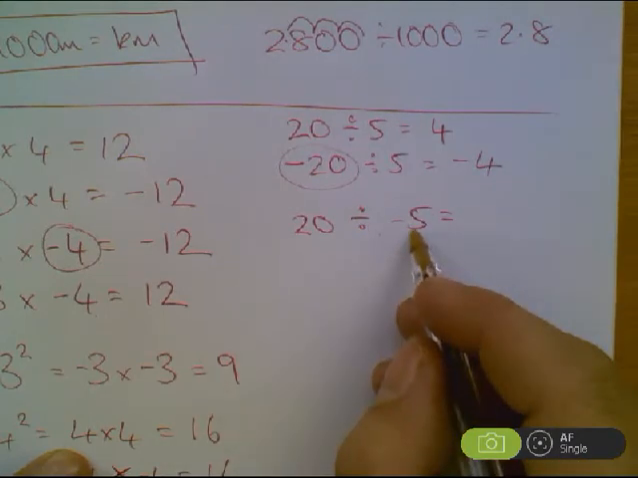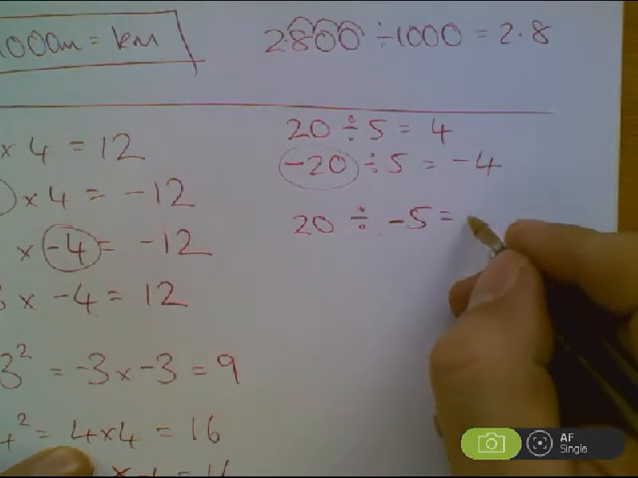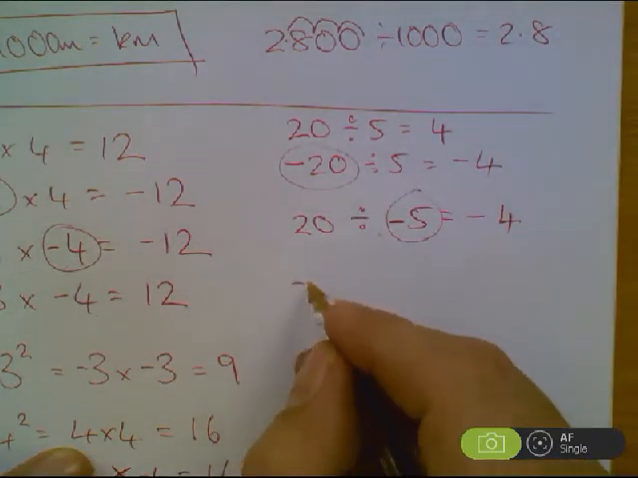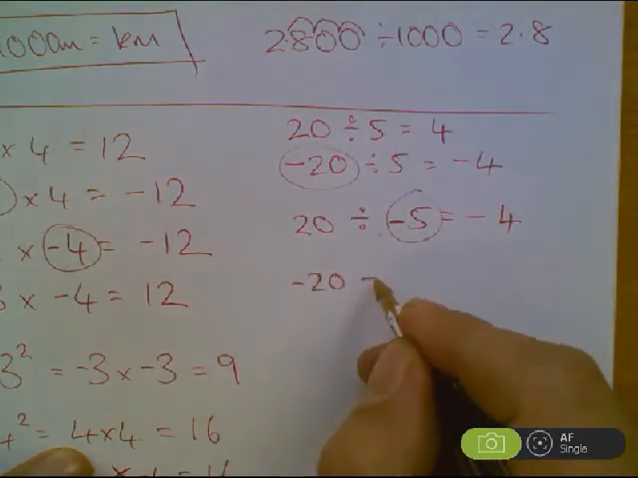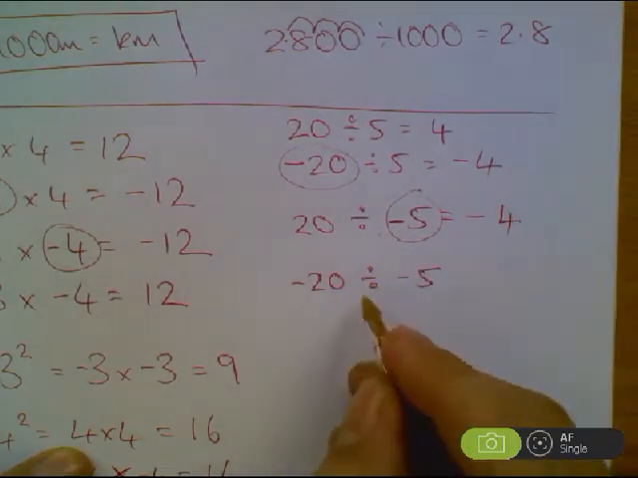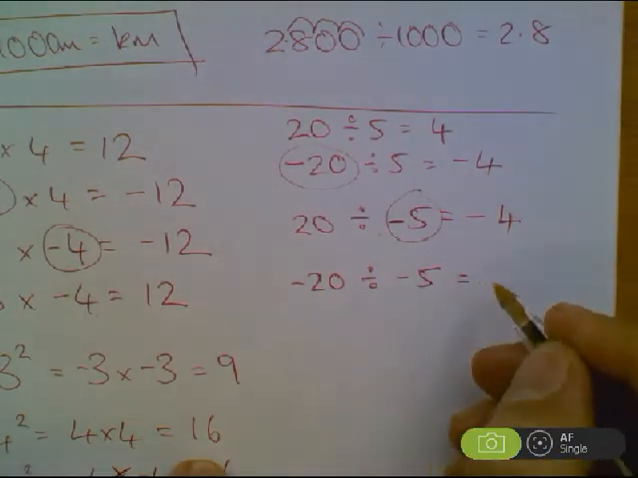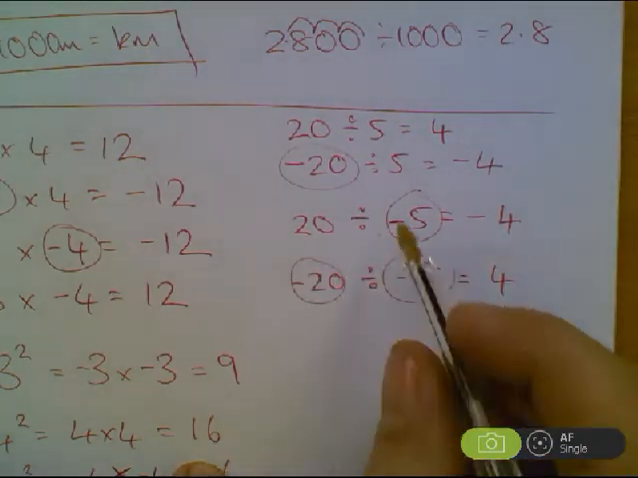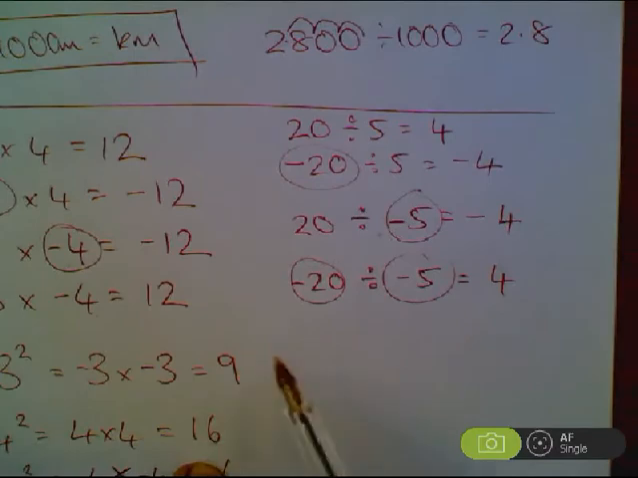20 divided by minus 5 gives me a negative answer, because one of them is negative. But if both of them are negative, just like with multiplication, so minus 20 divided by minus 5, then strangely I go back to having a positive answer. So if one of them is negative, negative answer, but if both are, positive answer.